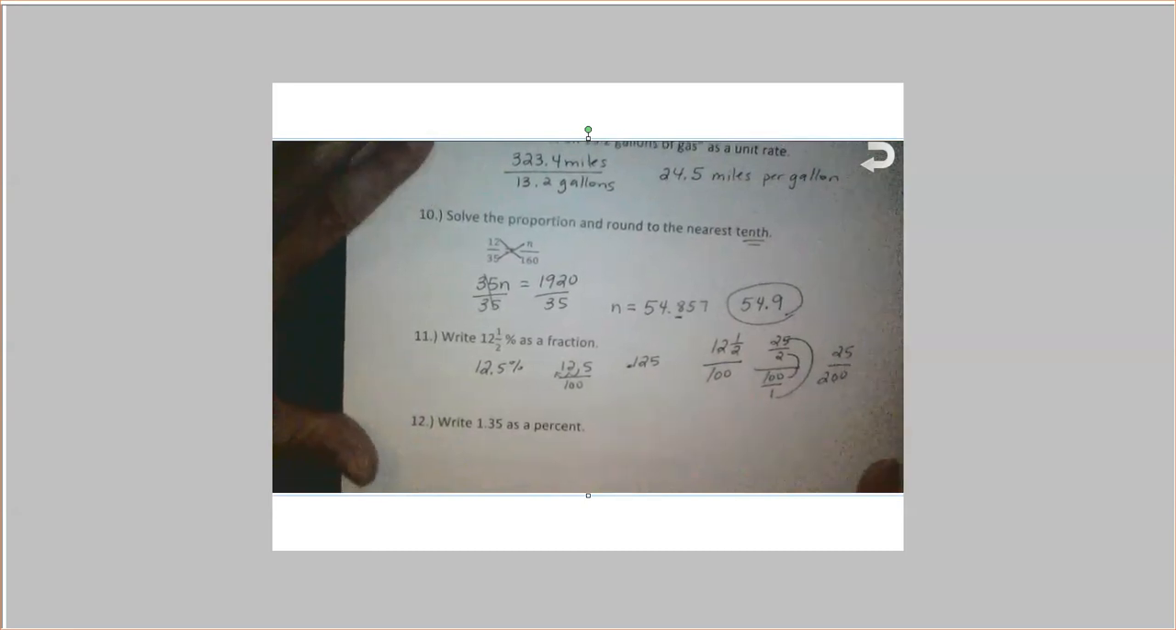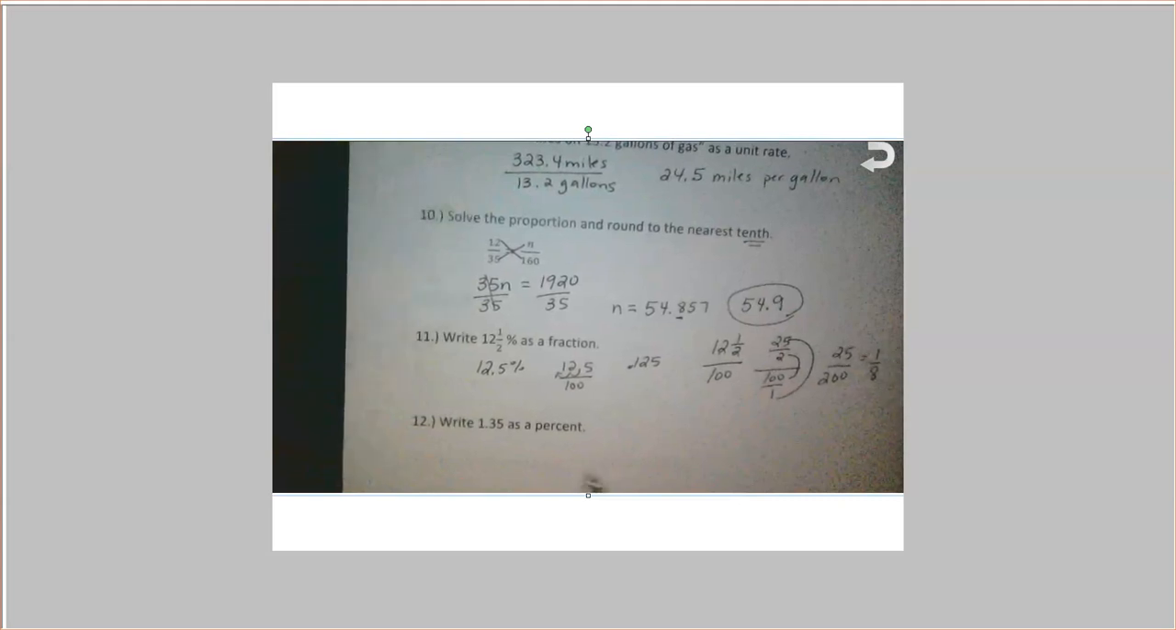Okay. How many quarters are in $2? There's 4 quarters in $1, so there would be 8 quarters in $200. So this will actually simplify to be 1 over 8. Okay. So, this would be a simple way to convert that into a decimal, which is correct, but I had to convert that into a fraction. So this is that fraction equivalent. So that's an alternate way to do that.